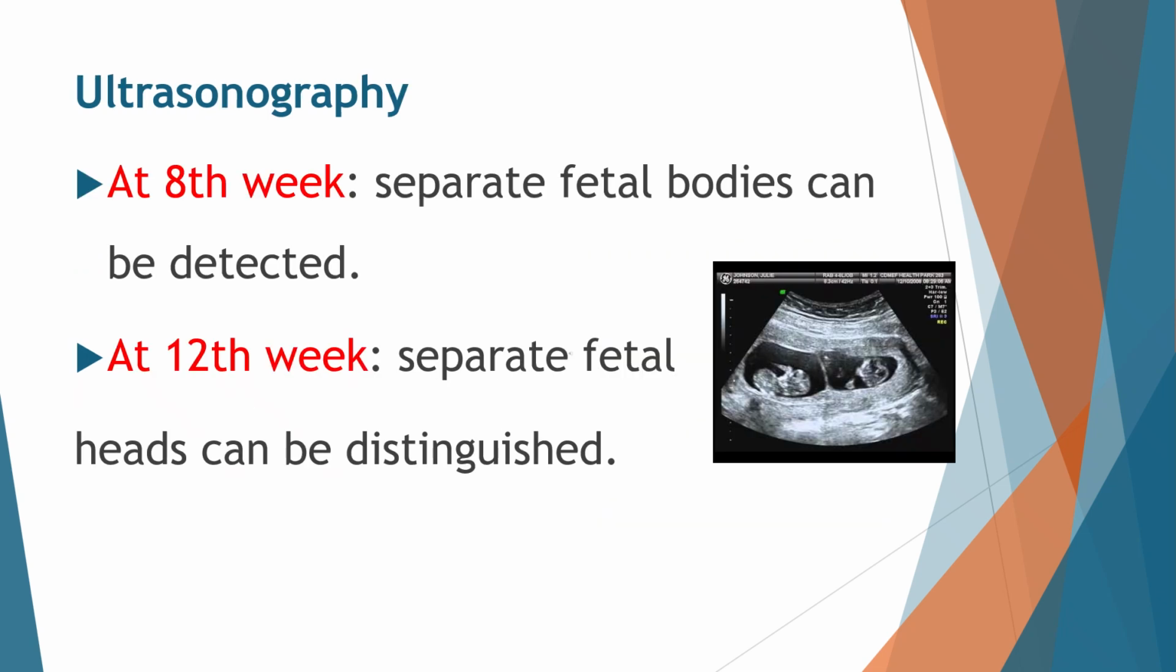Now let's discuss the role of ultrasonography in diagnosing multiple pregnancy. Ultrasound is the most reliable and confirmatory method for diagnosis. By around the 8th week of pregnancy, separate fetal bodies can be clearly detected on ultrasound, indicating the presence of more than one fetus. As the pregnancy advances further, by about the 12th week, the individual fetal heads can be distinguished more clearly. Early ultrasound not only confirms multiple pregnancy, but also helps in assessing chorionicity and planning appropriate antenatal care.